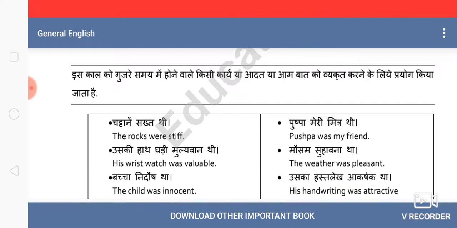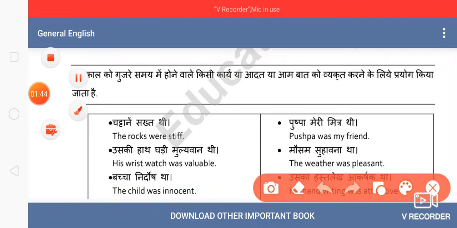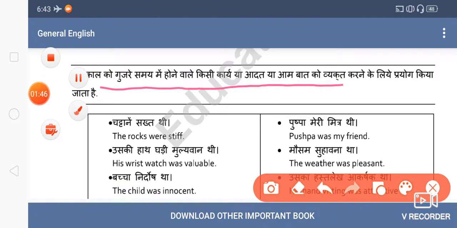So let's first talk about the uses. What are the areas where we use this tense? First you can see the definition here: we use this tense to express any past habit, or to say any common statement about the past, or any historical event that took place in the past. So to express all these things generally, we use past indefinite tense.